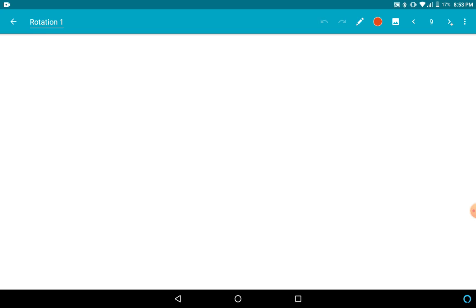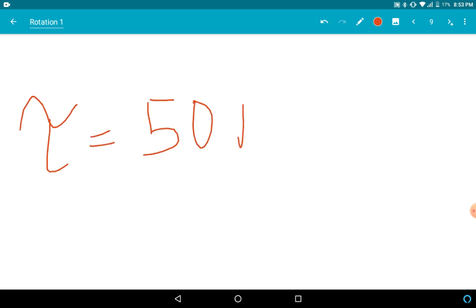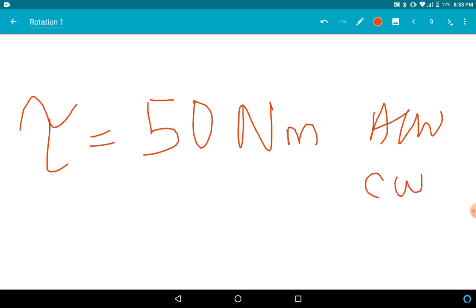So whenever in exams you write the torque, like 50 Nm, you should always write ACW, I'm writing in shortcut, but you write the whole thing. Clockwise or anti-clockwise, you have to write, otherwise you will not get marks. You need marks.